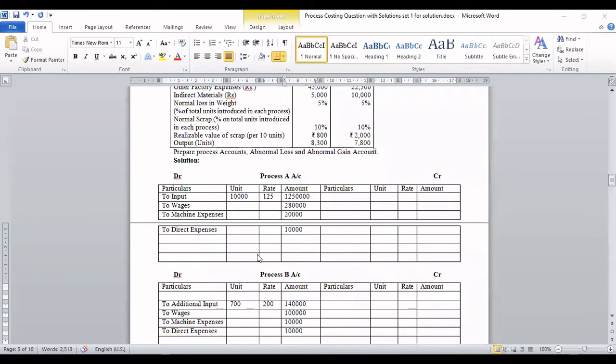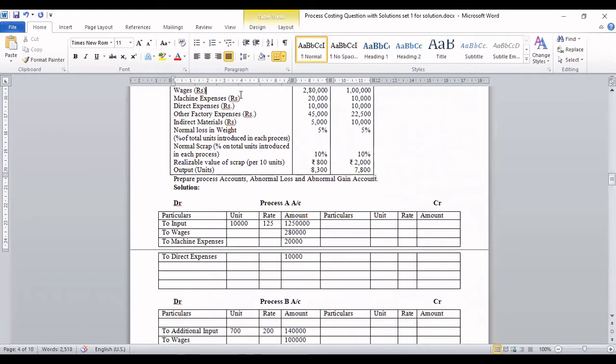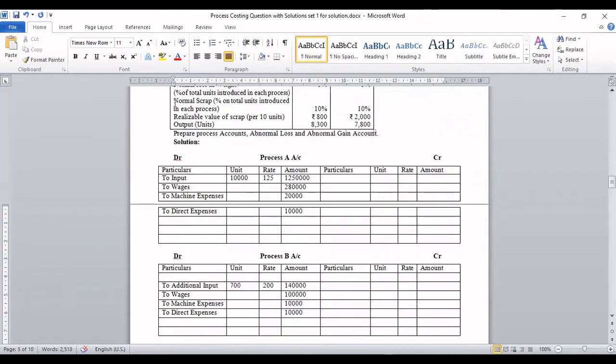Let's start. We have recorded direct expenses, na? We have reached till direct expense, correct? Yes, sir. Okay, now next is other factory expenses. So let us record that also. Here we'll write other factory expenses.